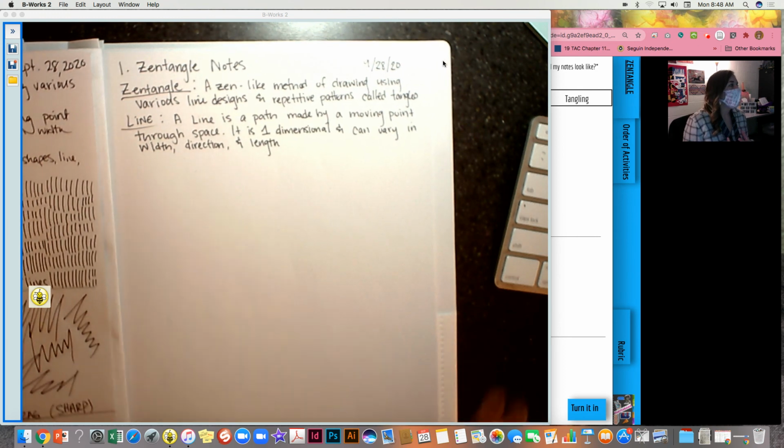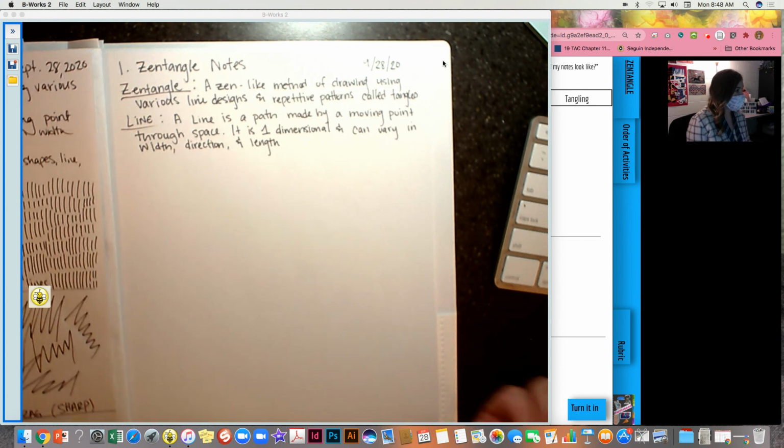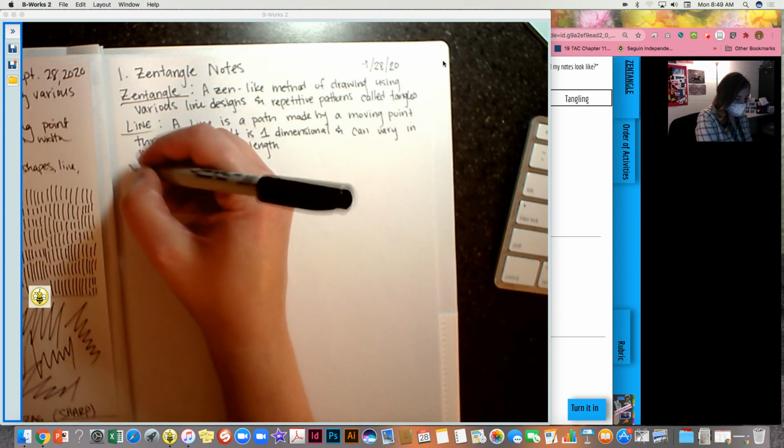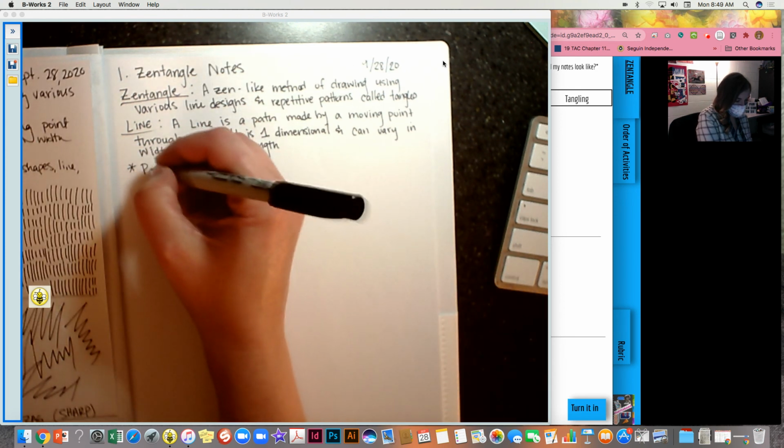Okay, so line is going to be a really important element to learn because from this point on, this is what we use for every project, right? You can't draw without a line. It's the most important part, okay? And then the last definition that we're going to take is pattern.